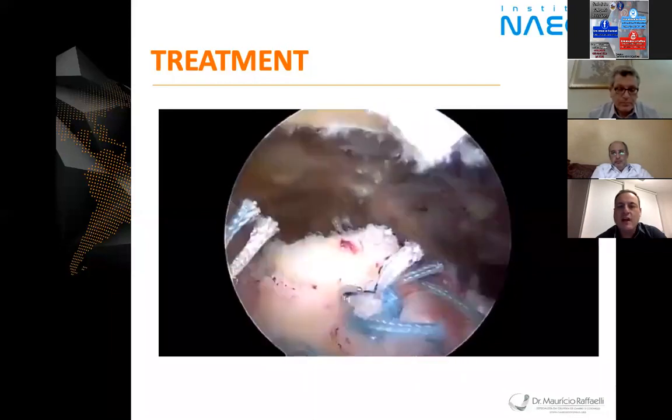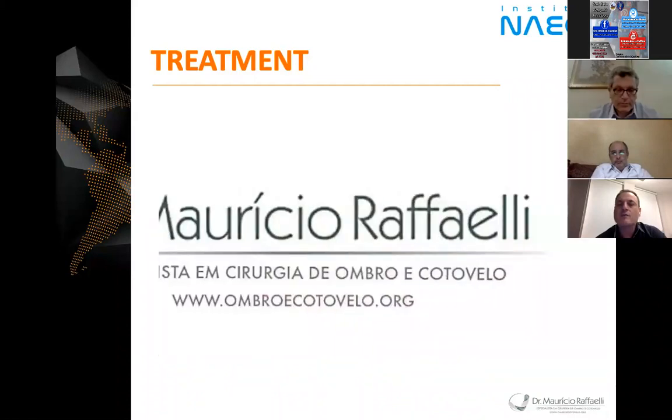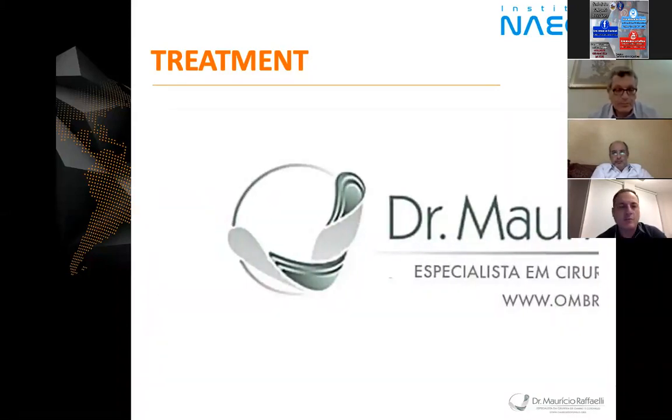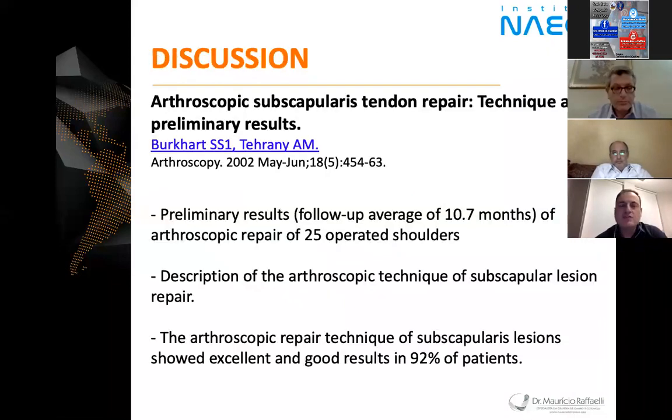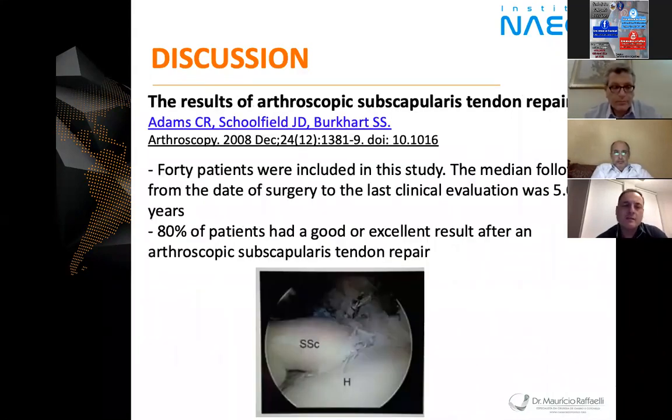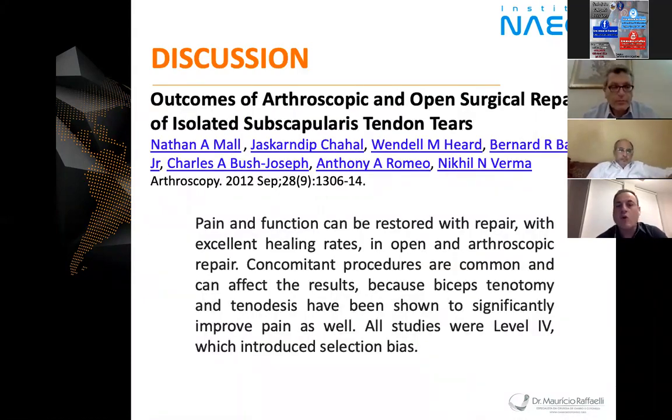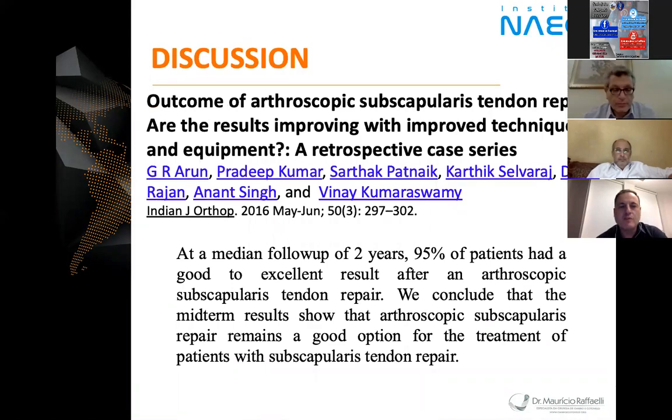At the end of the surgery, I go a little bit higher to the biceps tendon, and I perform a subpectoral tenodesis of the long head of the biceps. In 2002, Dr. Burkhart showed excellent results in the arthroscopic repair of subscapularis tears, and he complemented this study in 2008 with a minimum follow-up of 5 years, maintaining excellent results for arthroscopic surgery. Other studies showed that open and arthroscopic repair have similar results. And arthroscopic repair has become a reality with positive results in the treatment of supraspinatus and subscapularis tears.